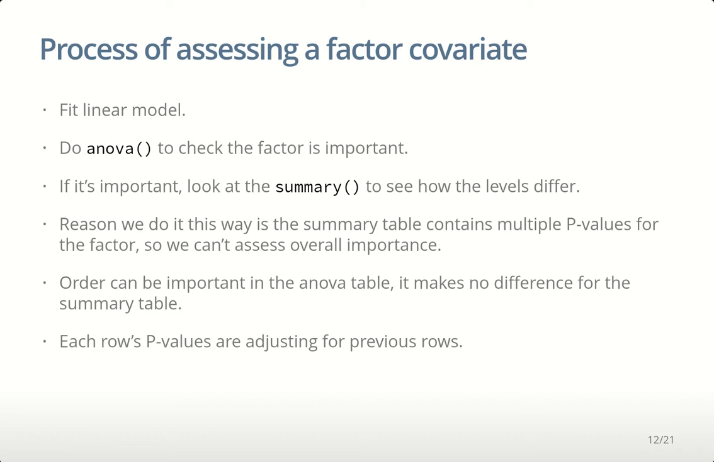So the reason we do it this way is the summary table contains multiple p-values for the factor, so we can't assess overall importance. Now, one slight issue with this is that order is important, right? So in the summary table, and fitting the linear model in general, order is not important, right? Because we assume the equation for the linear model is additive, it's just a bunch of terms added together, and the order in which we do addition doesn't matter, right? 3 plus 5 is the same as 5 plus 3. The order of the two numbers is not important. So the order of the factors in our linear model equation shouldn't be important, but they do make a difference in the ANOVA table.